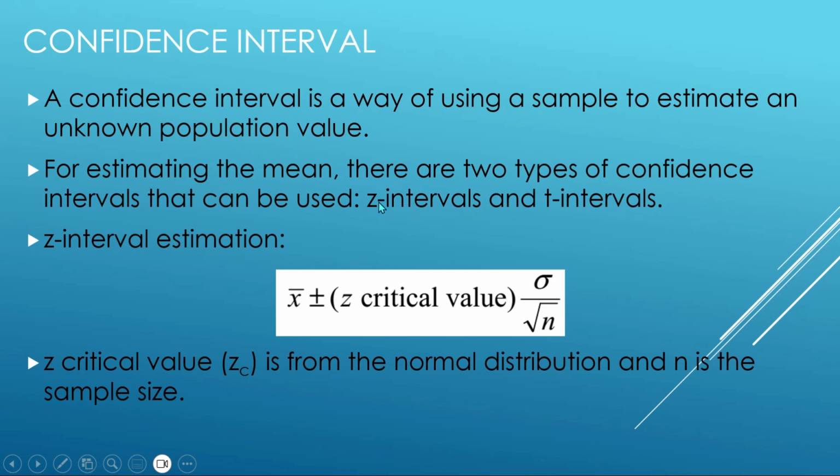As we have seen, we use z intervals when the variance is known, and t intervals when the variance is not known. So the z interval estimation is x̄, the mean value, plus minus z critical value times sigma divided by square root of n. The z critical value is from the normal distribution and n is the sample size.